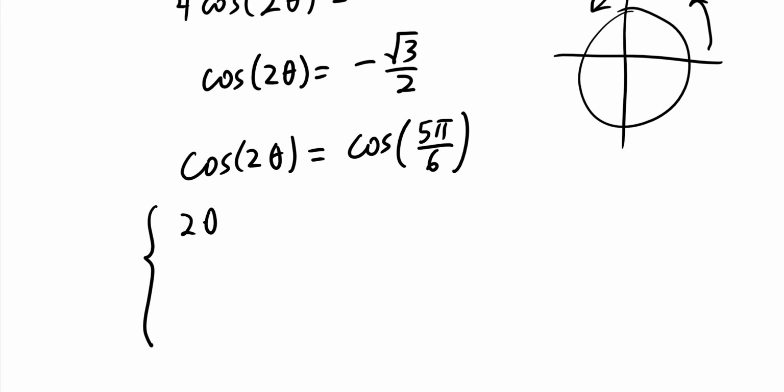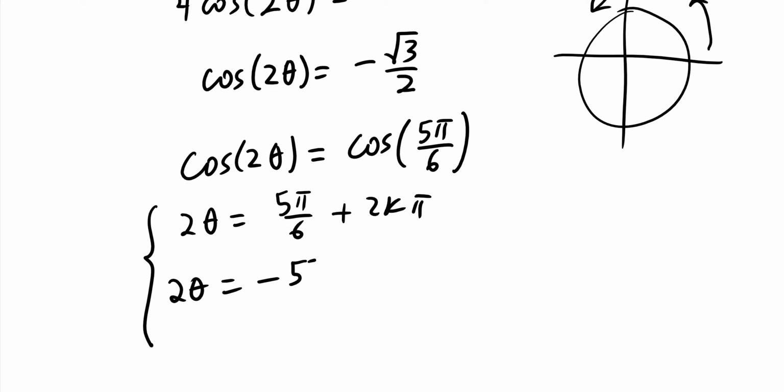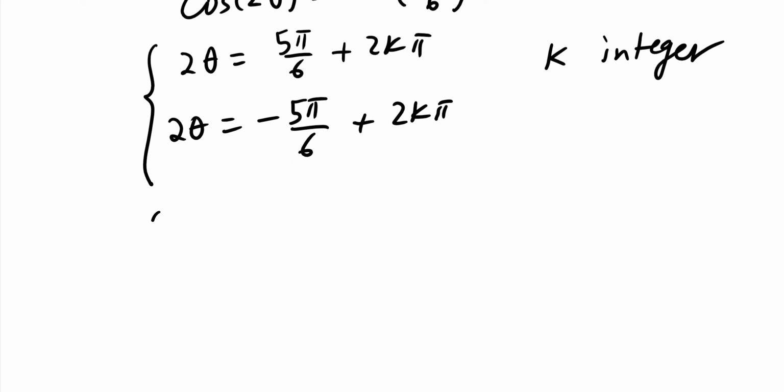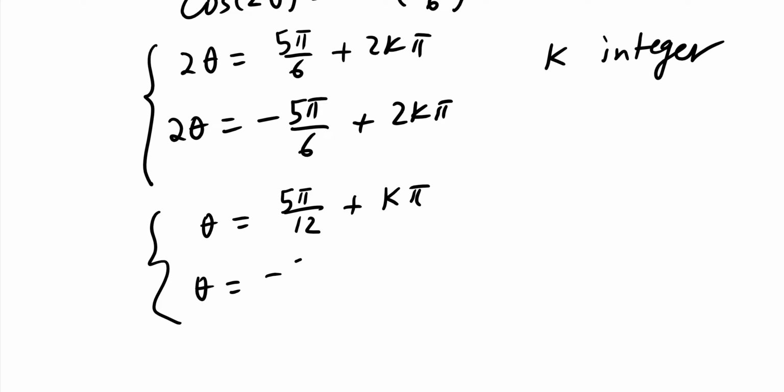So we have 2 theta equals 5 pi over 6 plus 2k pi, or 2 theta is negative 5 pi over 6 plus 2k pi. It would be always nice to say k is an integer in every problem we do. Now, can we start taking values for k? No, because I see 2 theta on the left side. So I'm going to divide by 2. That gives me 5 pi over 12 plus k pi, and dividing by 2 here, negative 5 pi over 12 plus k pi.